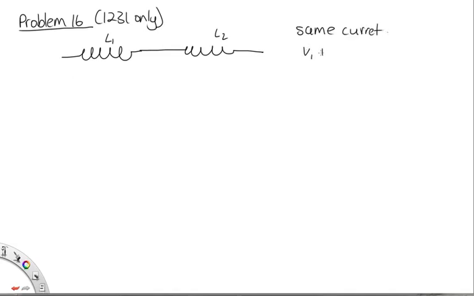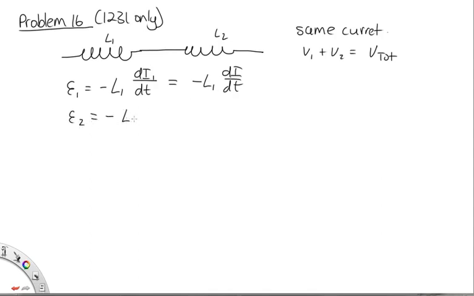And we know that V1 plus V2 will be equal to the total voltage. And we're asked to show what the equivalent inductance is. So for this one, we'll need to use that the EMF across inductor 1 is equal to minus L1 di/dt, because the current's the same everywhere, as this is a series circuit. And the voltage drop across inductor 2 is given by minus L2 di/dt.